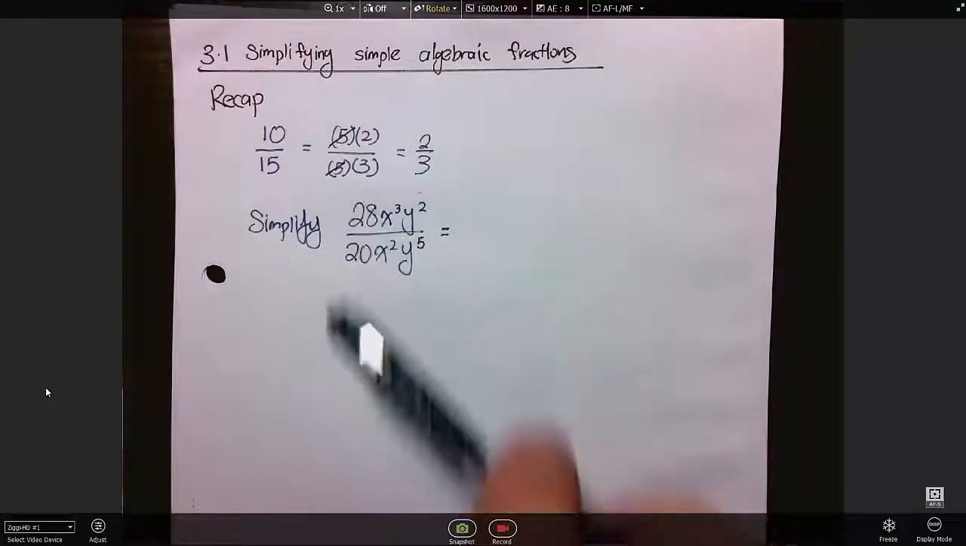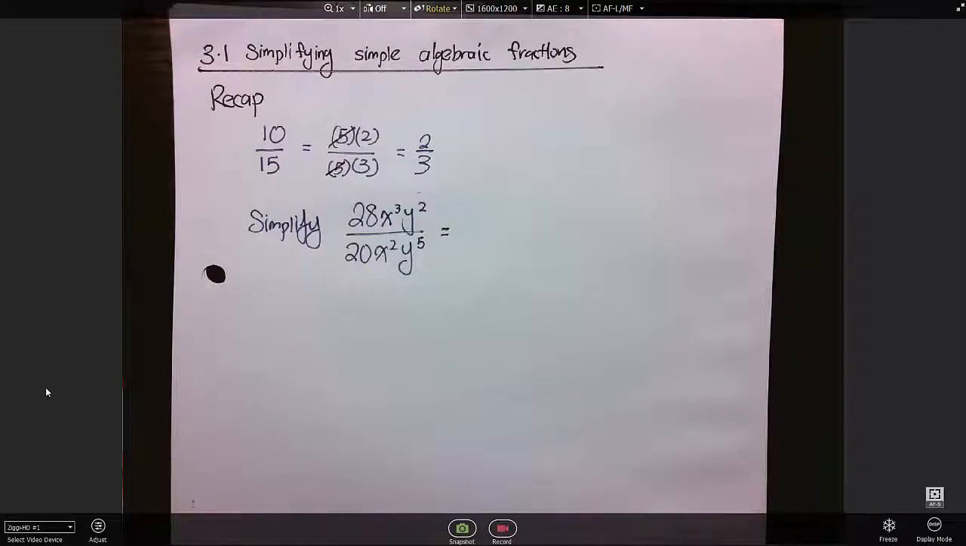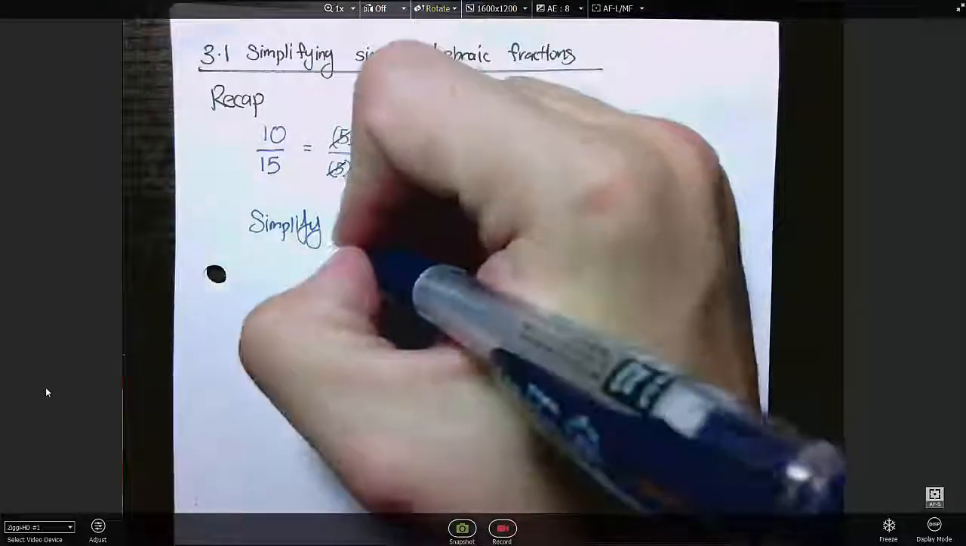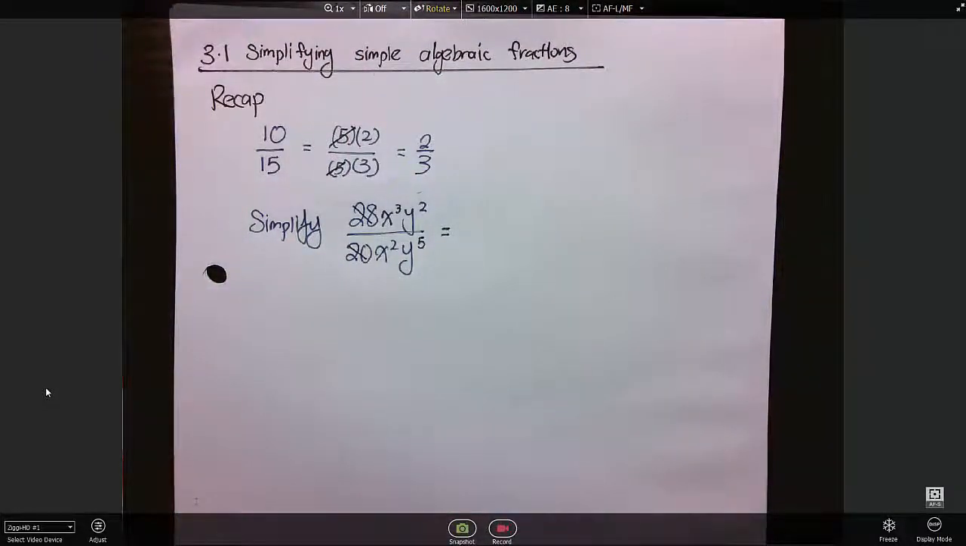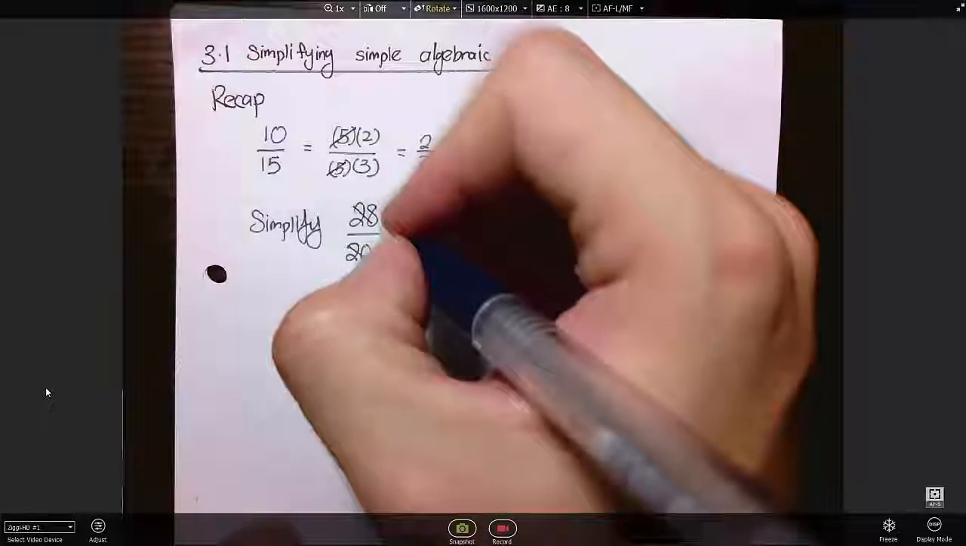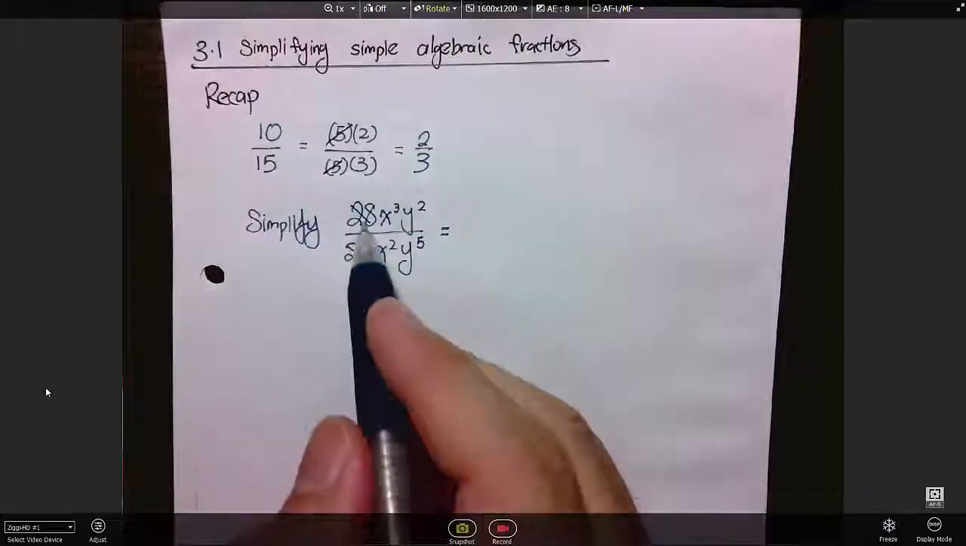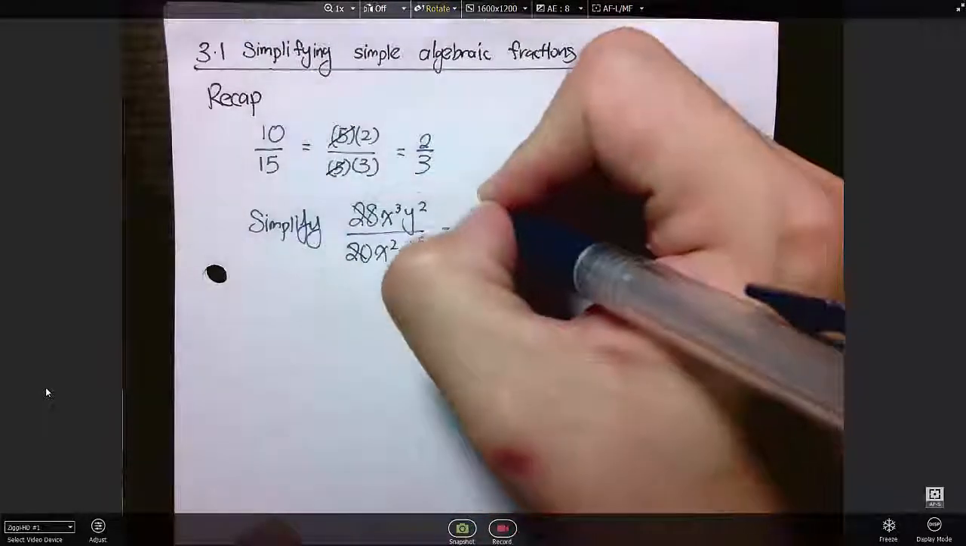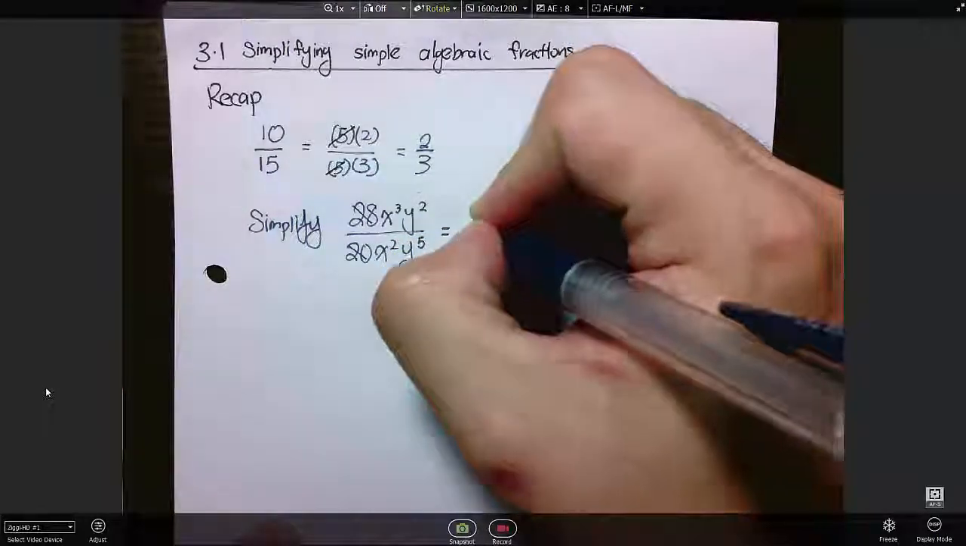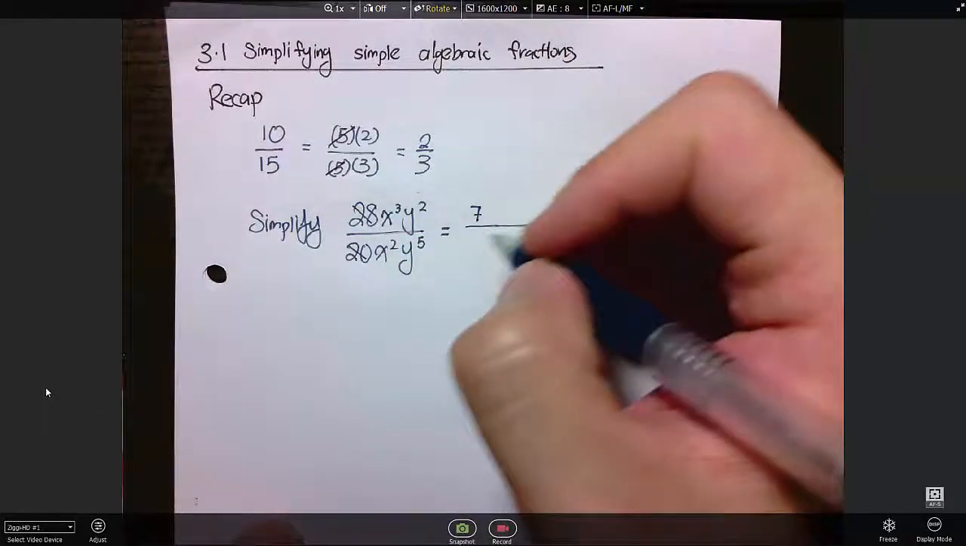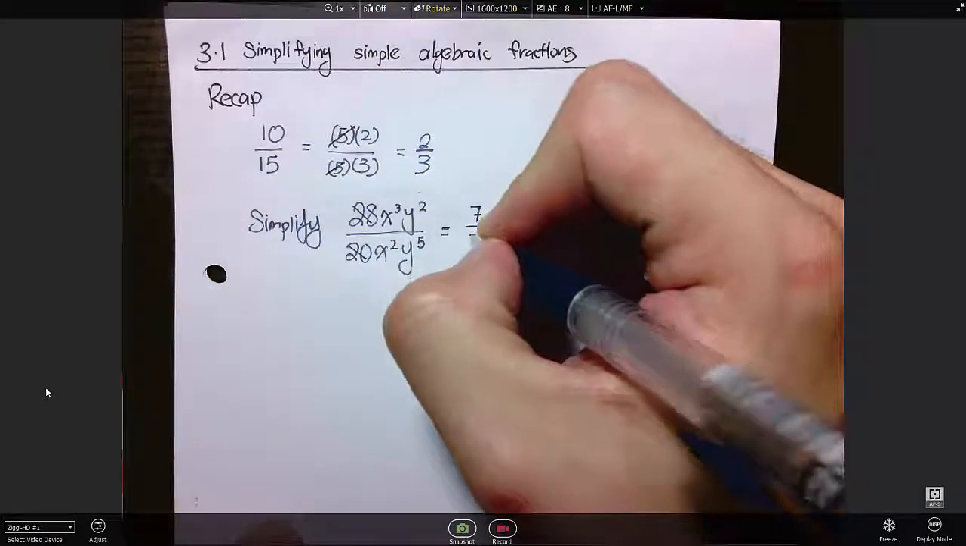For 28 and 20, what can we simplify by? If we simplify this one, 28 over 20, it gives you 7 upon 5. Why? We can divide by 4, so we get 7, and 20 divided by 4, we get 5.